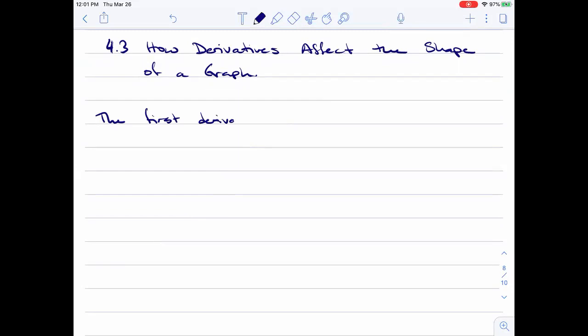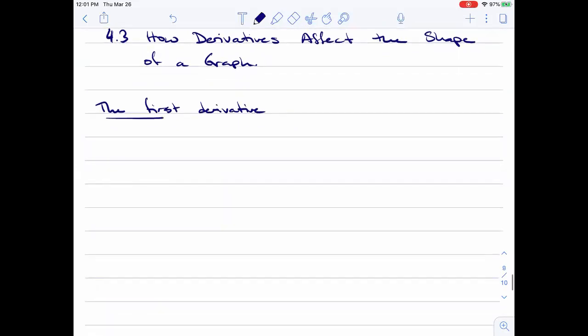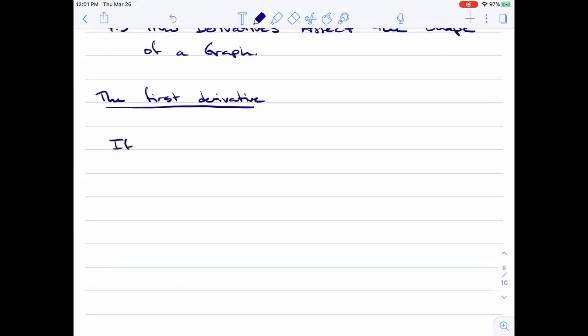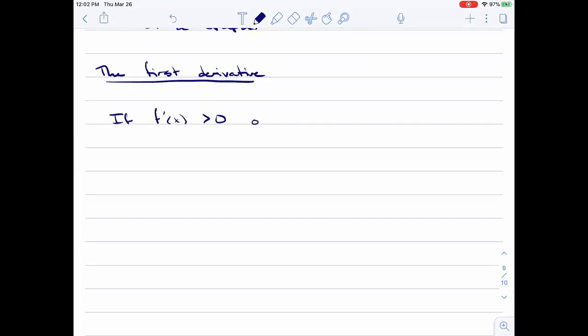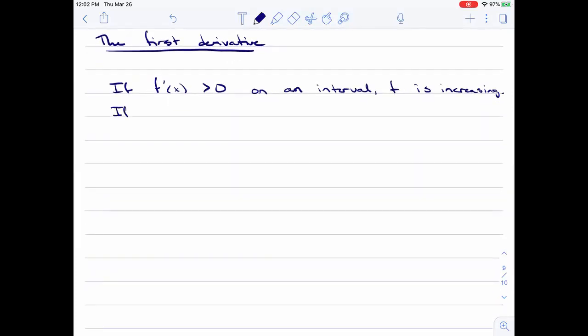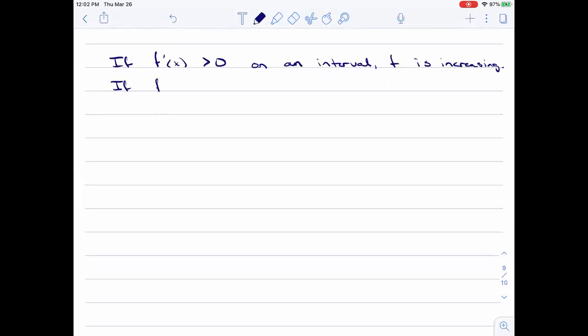If the first derivative, f prime of x, is greater than 0 on an interval, we know that f is increasing. And if f prime of x is less than 0, then we know that f is decreasing on an interval.